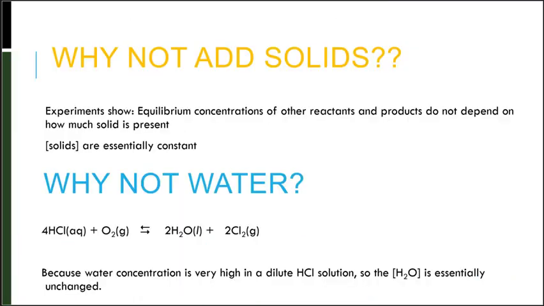Why don't we include solids? Well, because experiments showed that equilibrium concentrations of other reactants and products don't depend on how much solid is present. The concentrations of solids are essentially constant. Why don't we include water? Well, let's say in this equation I've got hydrochloric acid plus oxygen to give me water and chlorine gas. Water's concentration is very high in a dilute HCl solution. So the concentration of water is essentially unchanged.